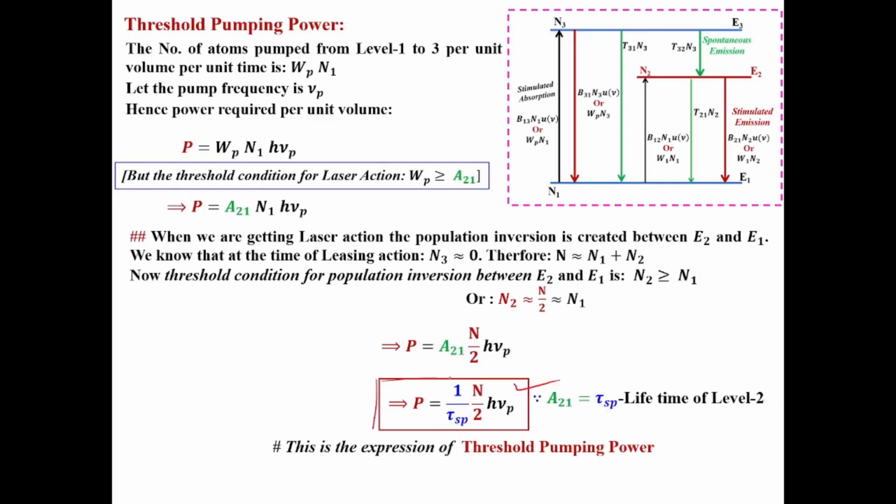This expression is most important for various numericals. You just remember this one. This is the expression for threshold pumping power. This is the spontaneous lifetime of this energy level, and this is the total number of atoms or molecules in the 3-level laser system. hνP is what?